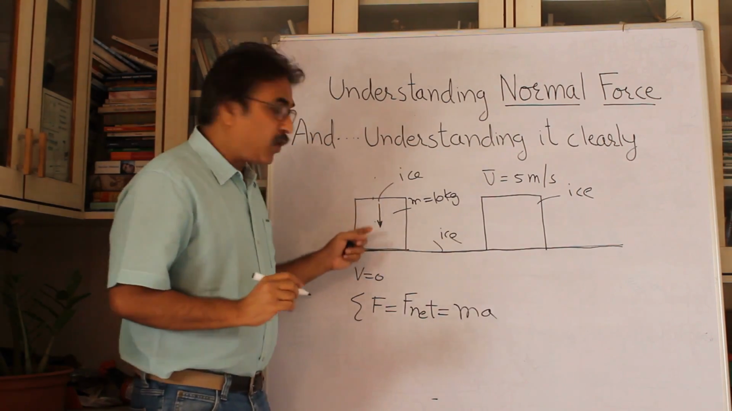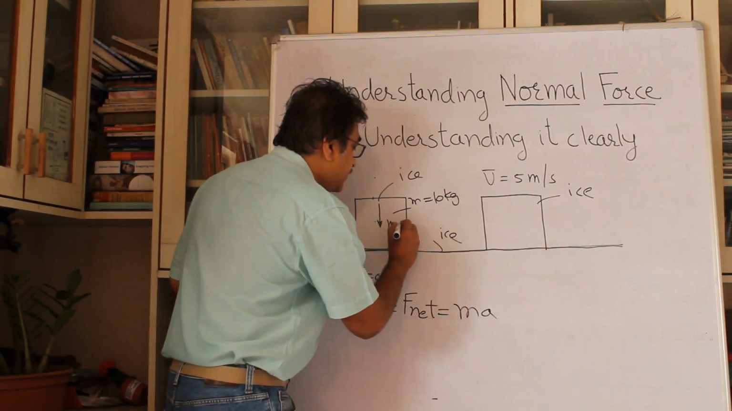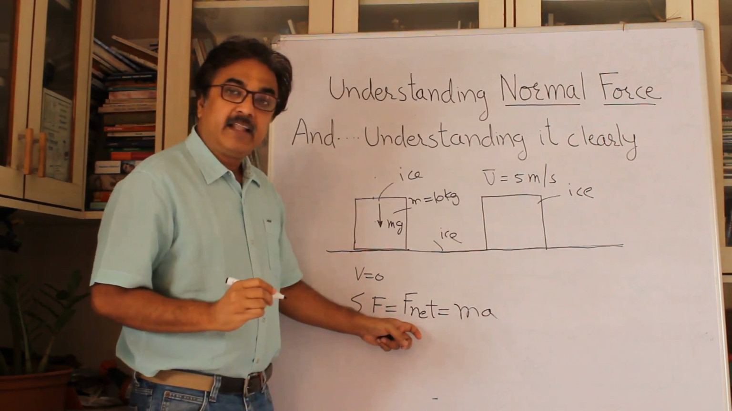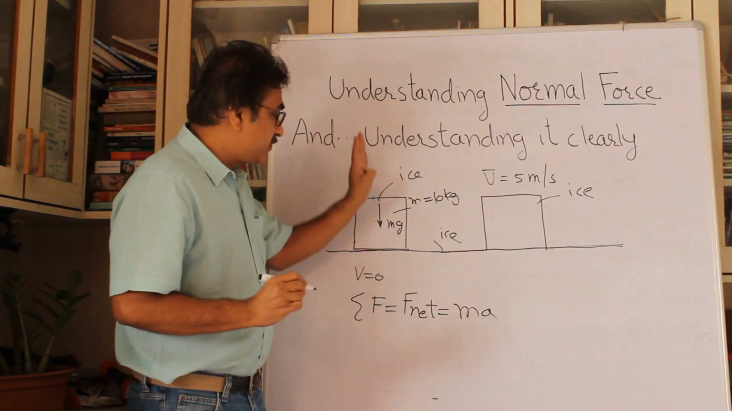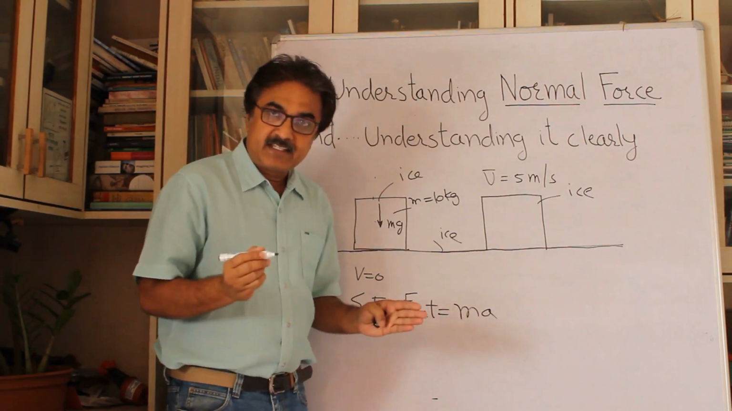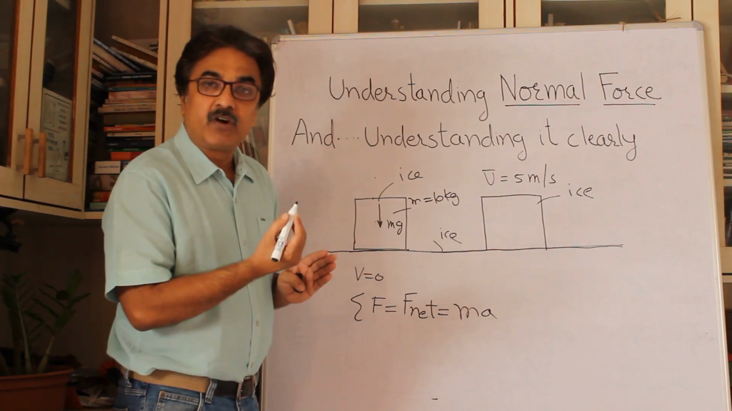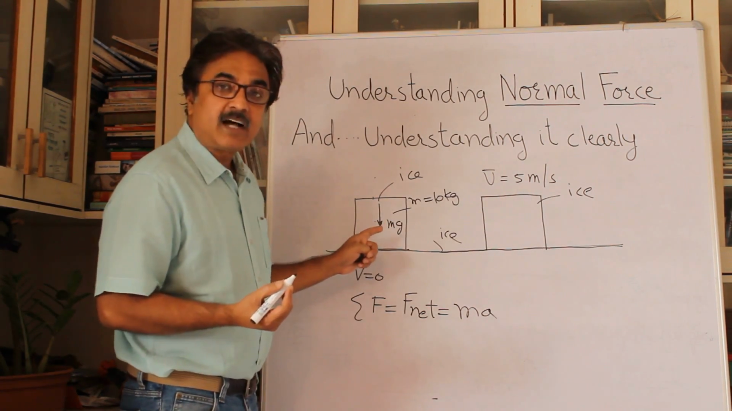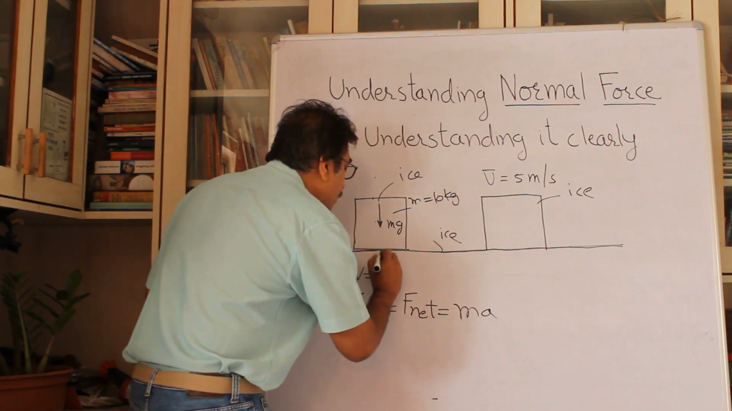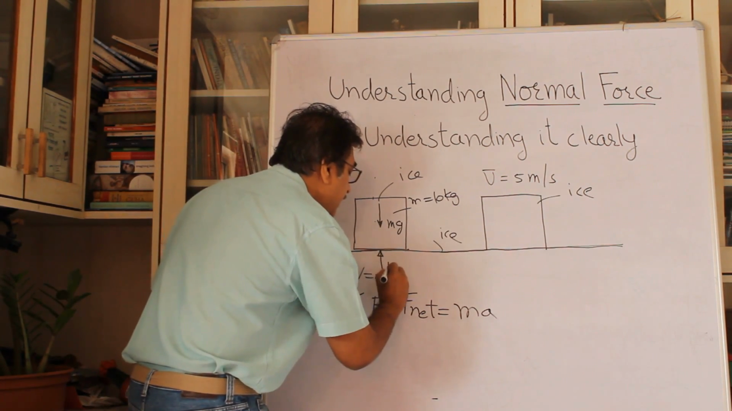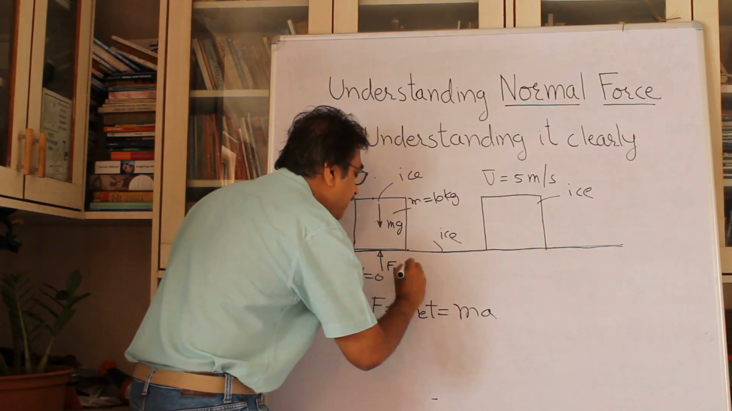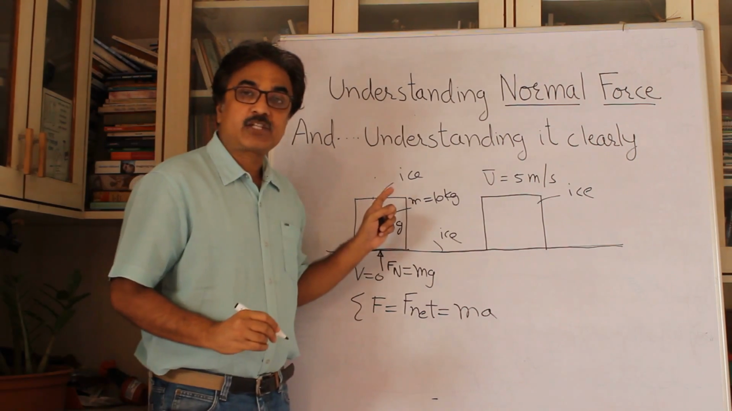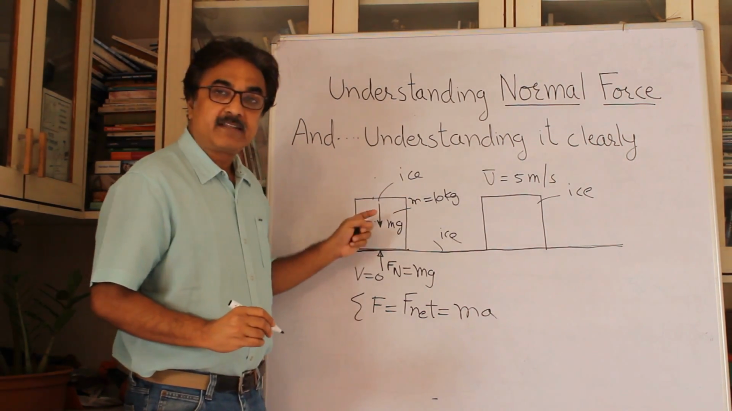Now the weight of the body, m into g, is acting downward, and we are saying that net force has to be zero. This is a vertical downward force, which means there has to be an upward force which cancels out this mg. So the upward force here is the normal force, F_N, and that also has to be mg, otherwise this will not be cancelled.